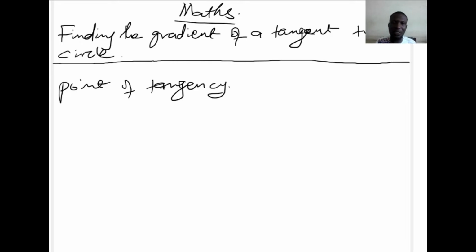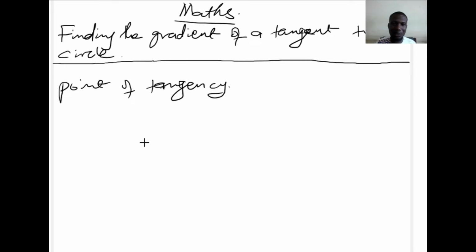These are the few things I would like you to know before we go ahead with the calculation. Number one, the tangent to a circle is a straight line that touches the circle at only one point. Second, the tangent and the radius to the circle are perpendicular at the point of contact or point of tangency. And because they are perpendicular, the product of their gradients is -1, or the gradient of one is the negative reciprocal of that of the other.